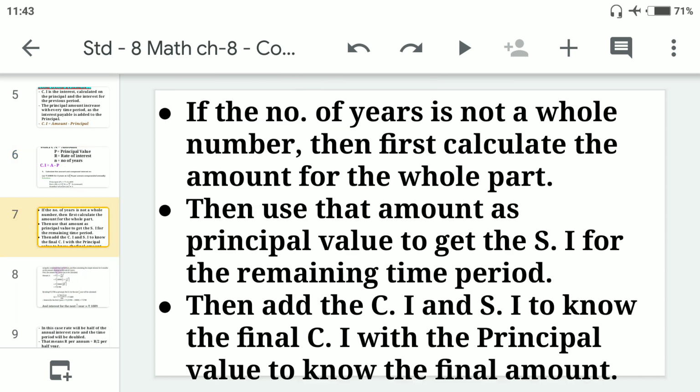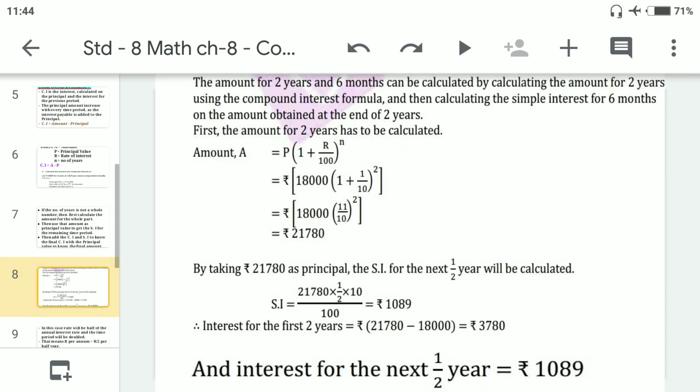First you calculate the compound interest or the amount for the whole part. Then for whatever remaining time period, you have to calculate the simple interest. And that simple interest you have to add with the previous compound interest to know the final compound interest. And you have to add that total compound interest with the principal value to know the final amount you have to pay, children. All right. So see the example, you will get to know.